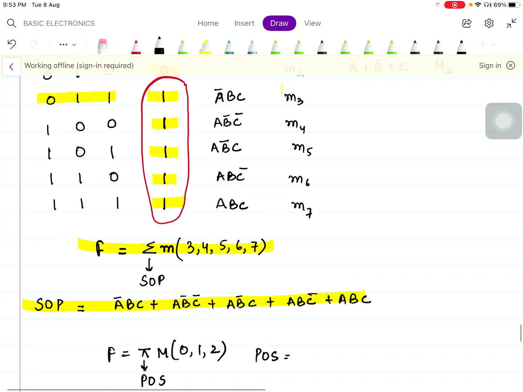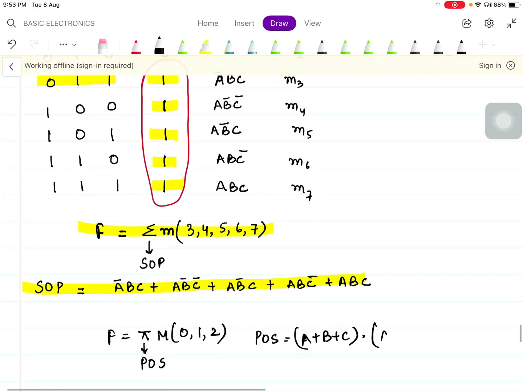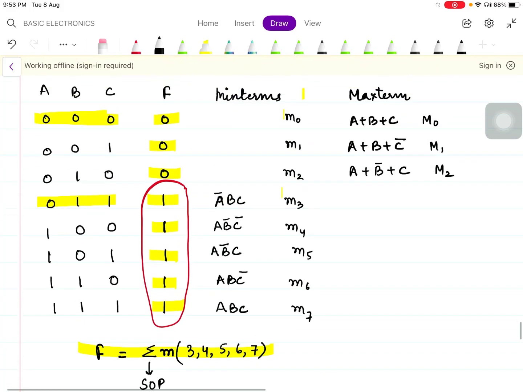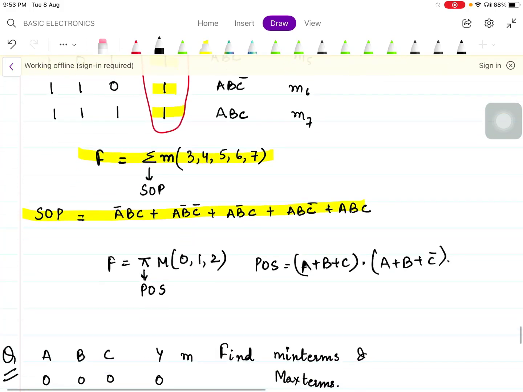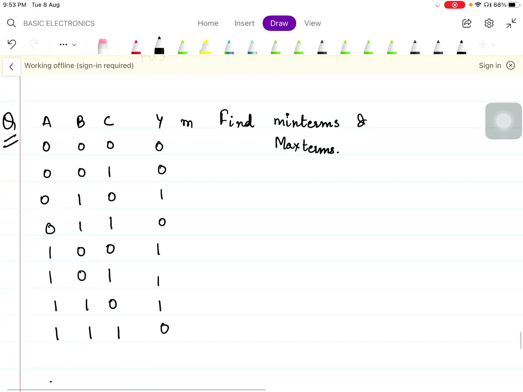A plus B plus C dot A plus B plus C bar dot A plus B bar plus C. So this is the product of sum form. So we have hereby calculated the minterms and maxterms. Also, we have discussed how to write the SOP and POS forms. Now, let us move on to another question.